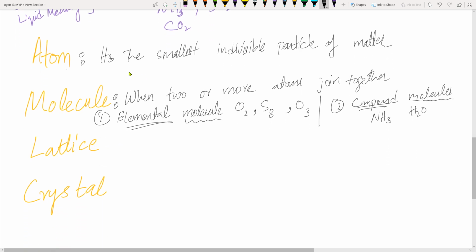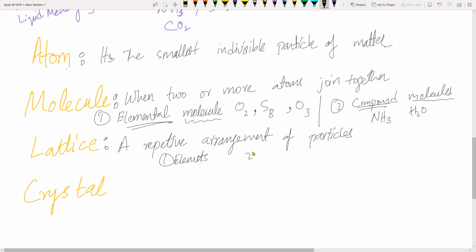So now what is a lattice, right? It is a repetitive arrangement of particles, right? And that could be, you can say, number one, elements, and number two, also for compounds, right? So both can exist as lattices, right? Repetitive arrangement of particles. Now for atoms it could be atoms, right?